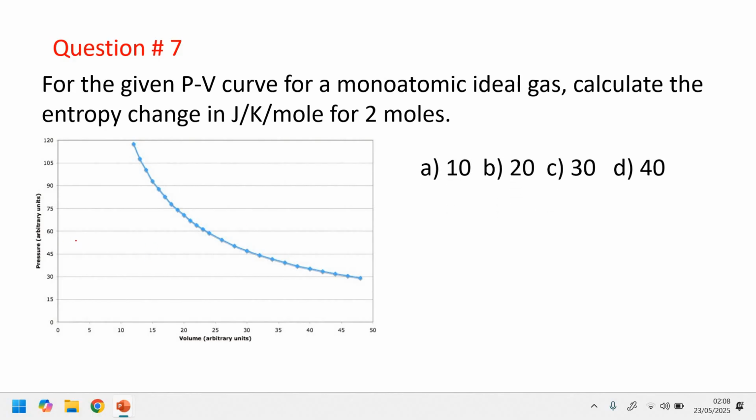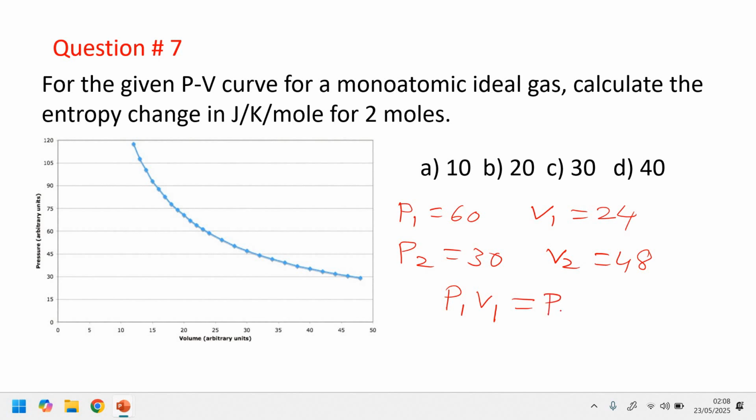Here one thing you see from this curve, when the pressure is 60, then the volume is almost 24. So what can I write? P1 is 60, then V1 is equal to 24. And when pressure is 30, now see the volume is almost 48. So when P2 is equal to 30, then V2 is equal to 48. So that means P1 V1 is equal to P2 V2. What is that indication? That means the temperature is constant. Here the temperature is constant.